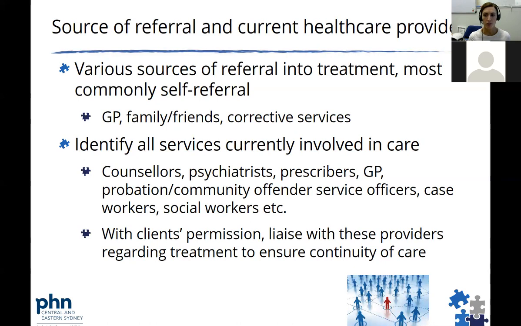In addition to identifying the source of referral, it's also important to identify all healthcare providers who are currently involved in the person's care. So for example, counsellors, psychiatrists, prescribers, GPs, probation or community offender service officers, caseworkers and social workers. And consistent with a coordinated approach to client care and with the client's permission, liaise with these providers regarding treatment to ensure continuity of care. And I'll talk a bit more about that towards the end of the talk.